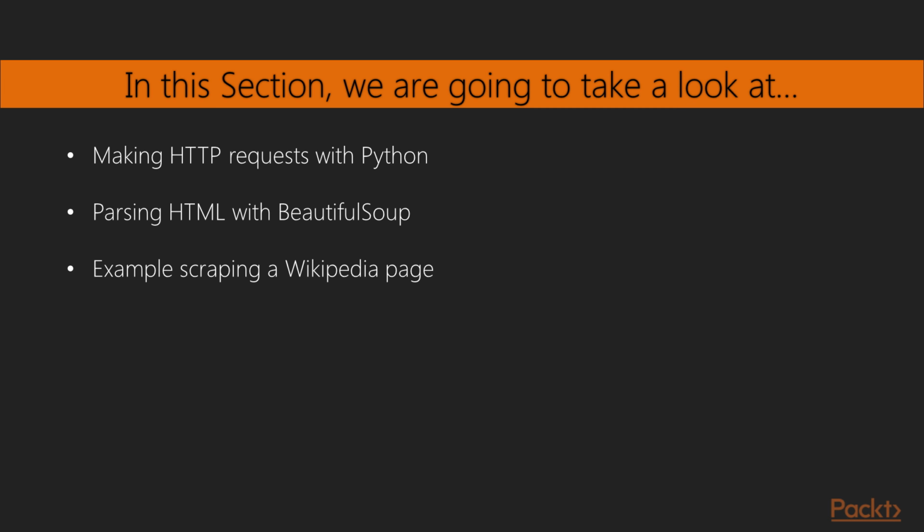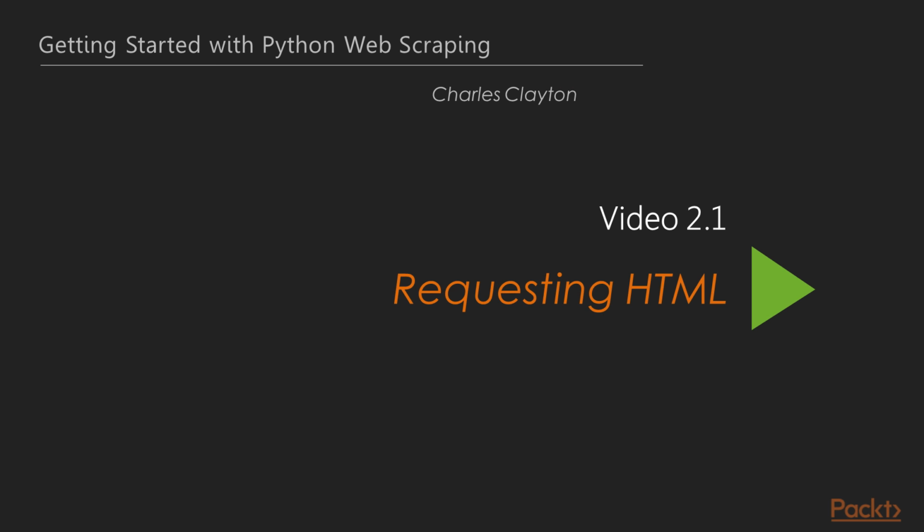First, we're going to look at some ways to make requests with Python to get the HTML we want to parse. Then we're going to delve into using Beautiful Soup to parse this HTML. Then we're going to do another example, scraping another website, and I'm going to walk you through my steps as we do that. Now on to the video, requesting HTML.